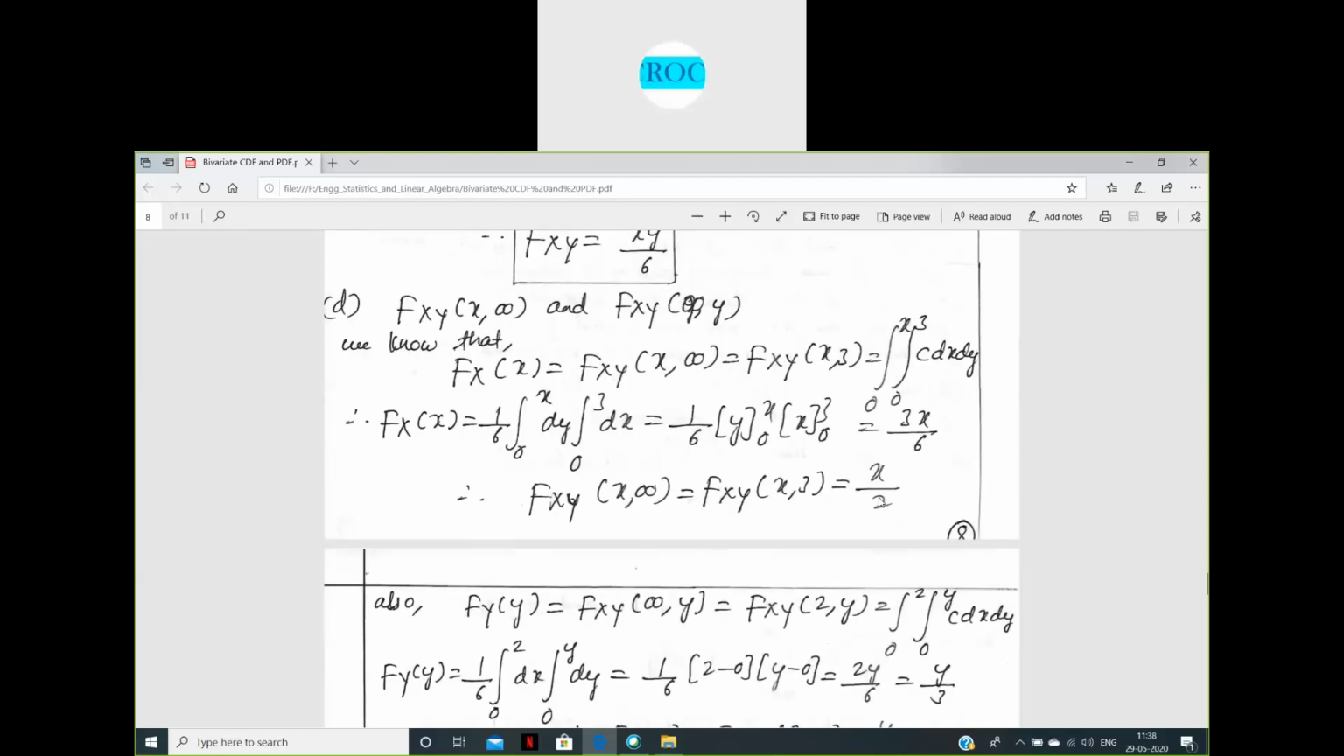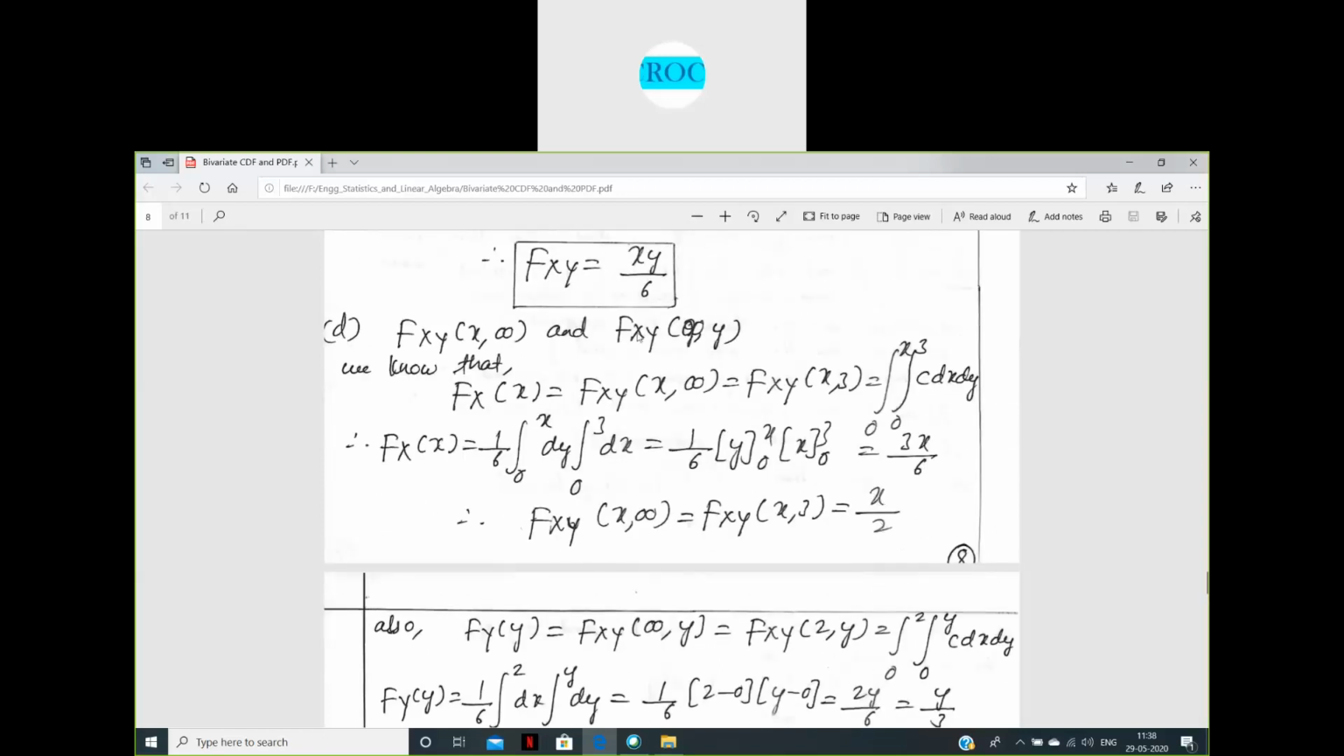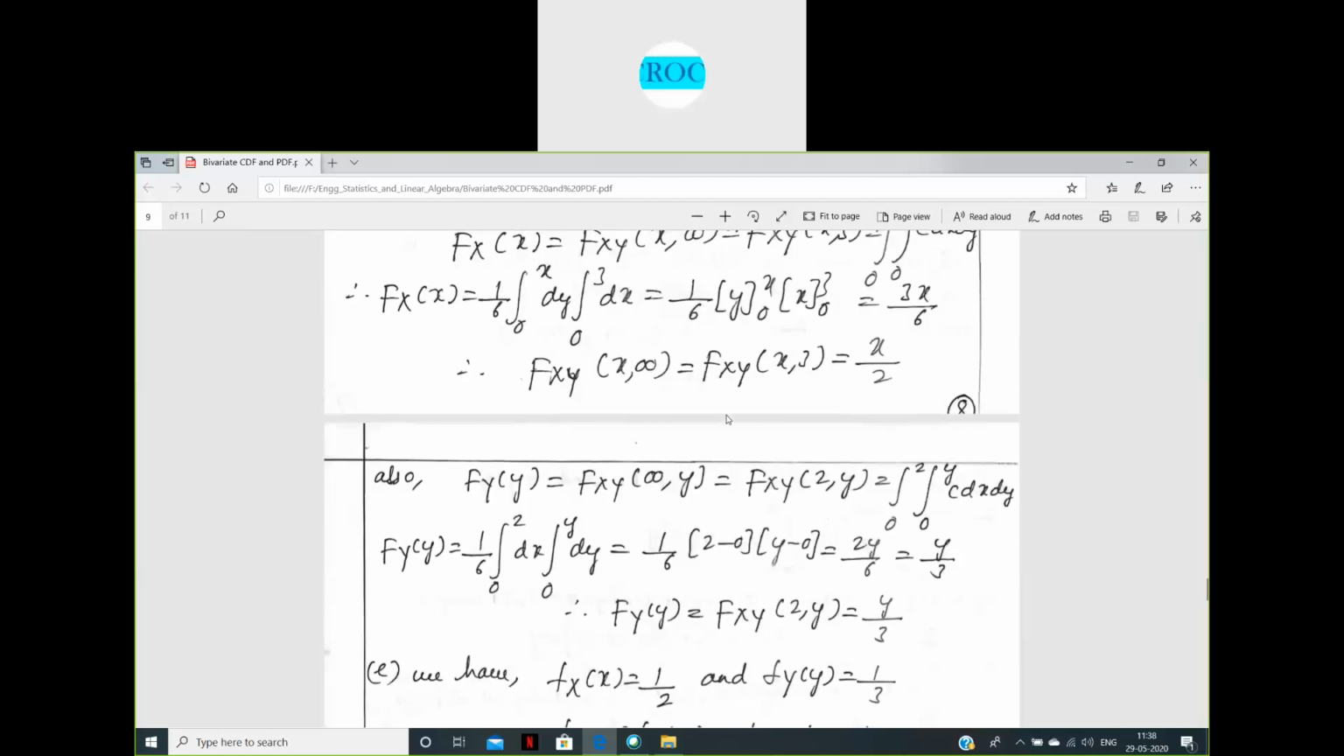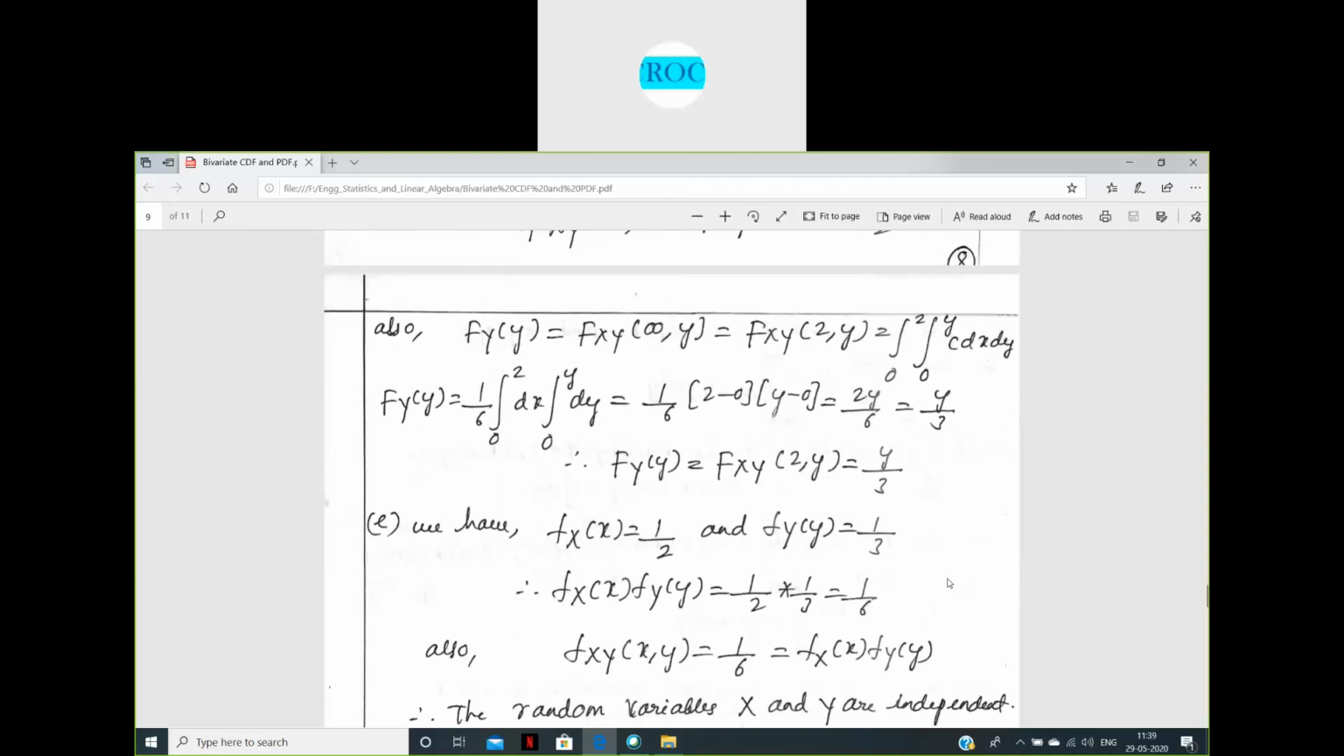Similarly, how do you calculate Fxy of infinity comma y? It is nothing but Fy of y. Now here infinity, what are the limits we have? 2 here. Fxy of 2 comma y, integration 0 to 2, integration 0 to y, c dx dy. When we evaluate, c is 1 by 6. The limits give 2y. 2 into y divided by 6 will be y by 3 here.